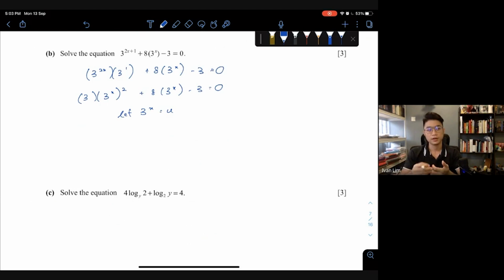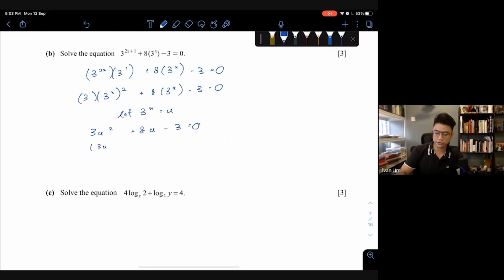Sometimes, I just give you a scenario, maybe there are a few terms that are log ABC, log ABC square, log ABC cube, log ABC to the power of 10. So you always want to simplify it first, then only you sub it back to log ABC. So you can write it as 3u squared plus 8u minus 3 equals 0. Factorize it, 3u minus 1, u plus 3 equals to 0. You get u equals to 1 over 3, u equals to negative 3.